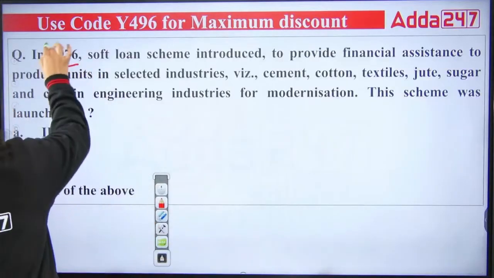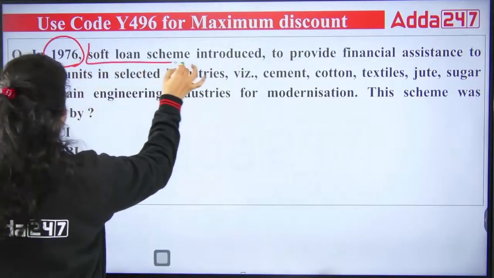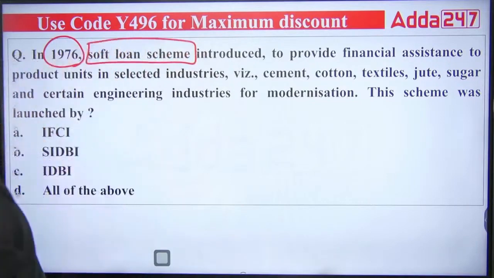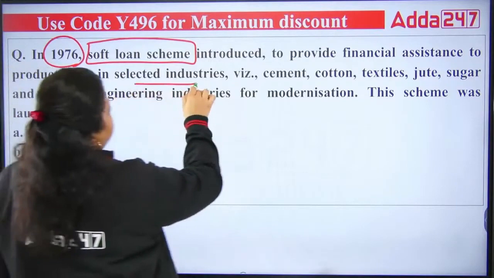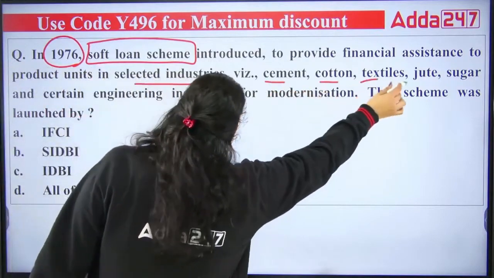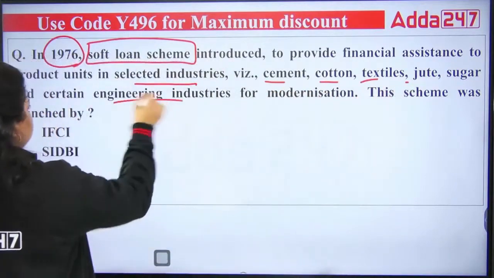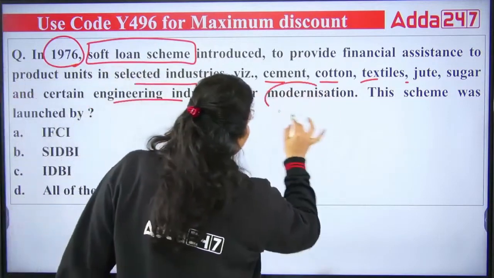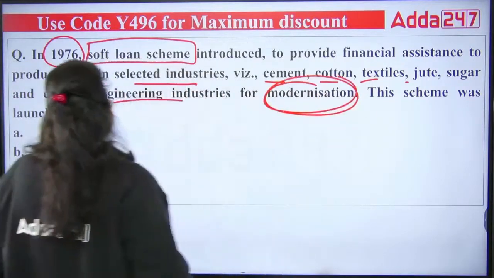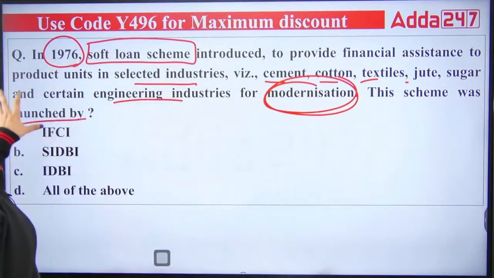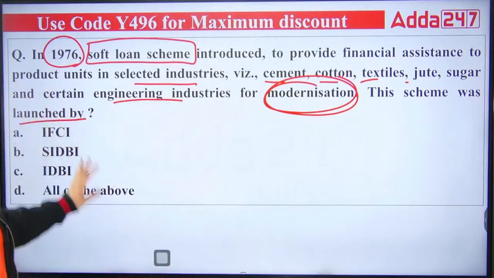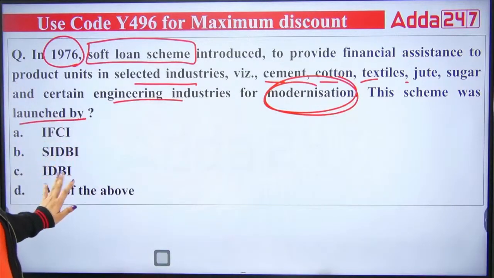In 1976, the soft loan scheme was introduced to provide financial assistance to production units in selected industries like cement, cotton, textile, jute, sugar, certain engineering industries for modernization. So this scheme was launched by which of the development financial institutions? IFCI, SIDBI, IDBI, all together.